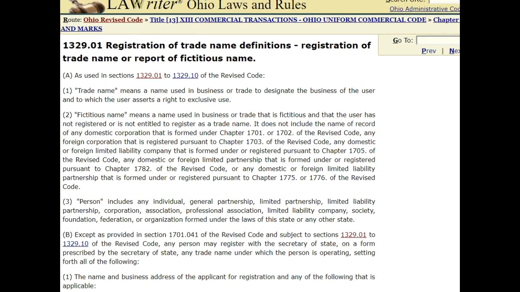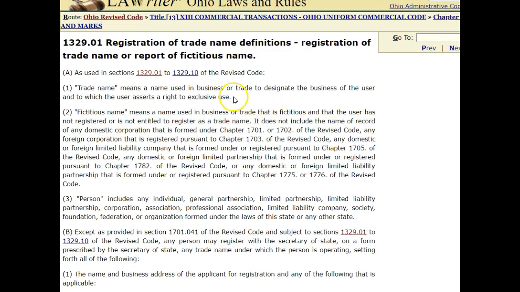All right, so this is the Ohio Revised Code. This is if somebody, let's say Bob Smith, wants to make it Bob's Bakery. He wants to register a trade name. And so in Ohio, they say a trade name means a name used in business or trade to designate the business of a user and asserts their right as a business. But just because you change your name doesn't mean that all of a sudden the liabilities of the company are the company's. In sole proprietorship, it's still that person, that individual that is going to have the liability.